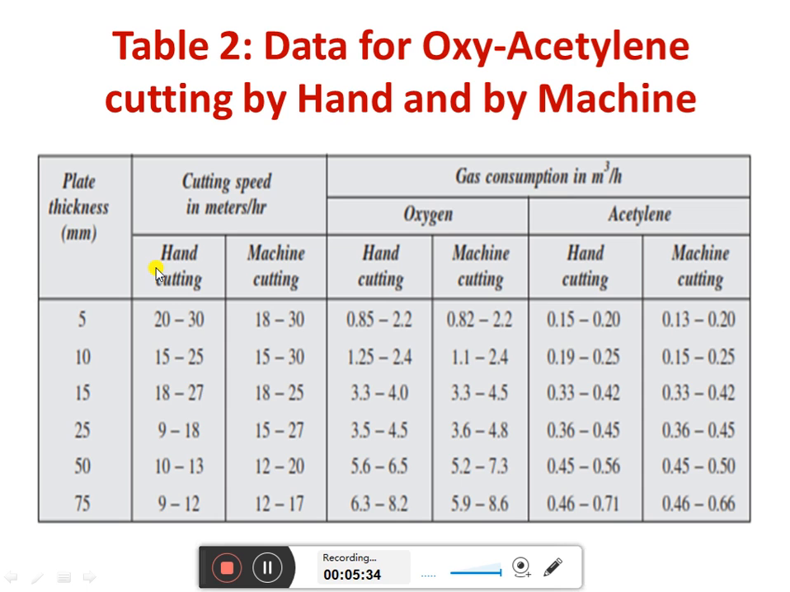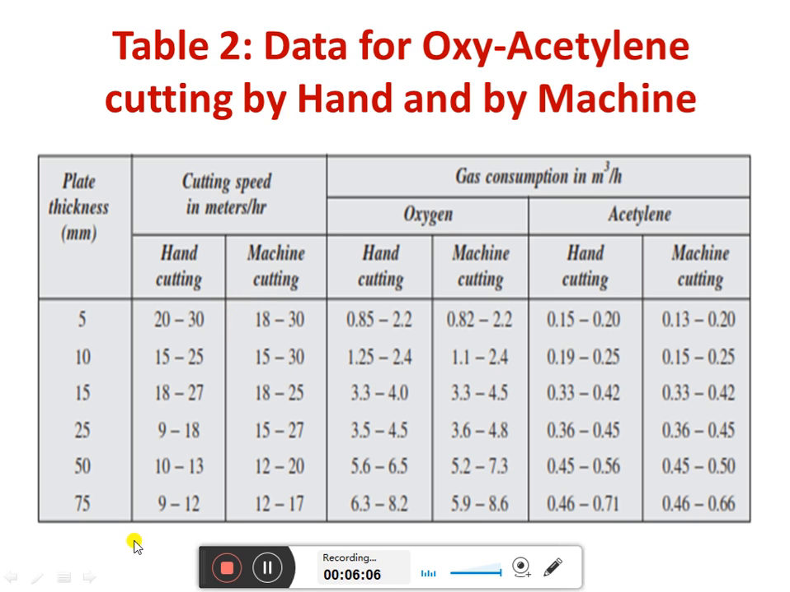And the data for oxyacetylene cutting, by hand and by machine. So how to cut the metals: the plate thickness is given, then the cutting speed in meters per hour for hand and machine, and the gas consumption of oxygen and acetylene. In the manual process of hand cutting, how much it takes, and in machine cutting how much it takes. So there will be values for hand cutting and machine cutting.